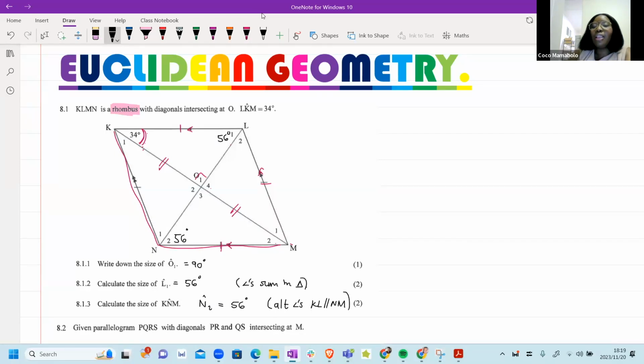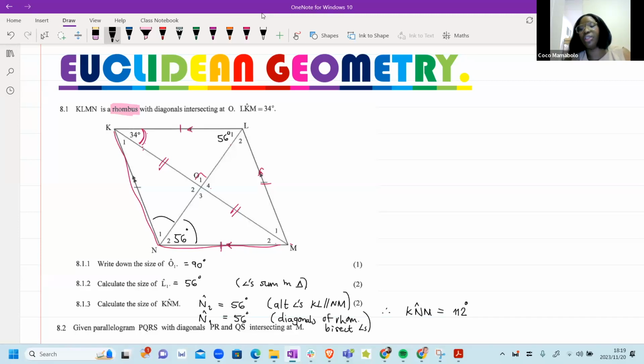Good. But just like what we said, part 2, if N2 is equal to 56, N1 is also equal to what? N1 is equal to how much? Good. It's also equal to 56 degrees. Lovely. Because the diagonals of a rhombus bisect. Diagonals of rhombus bisect. They bisect the angles. Good. Therefore, I can then say that angle KNM is equal to 112 degrees.